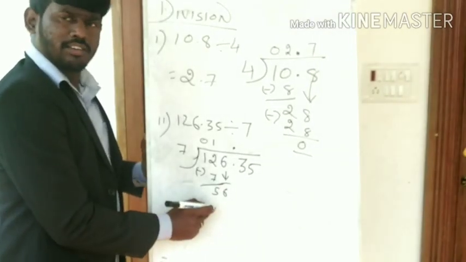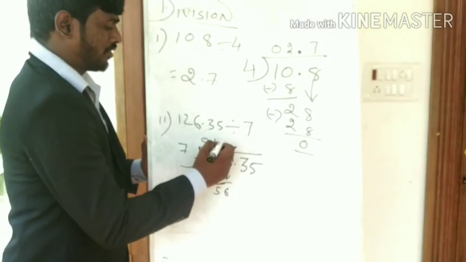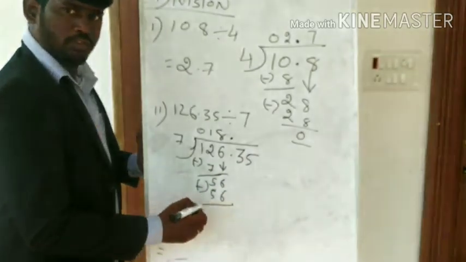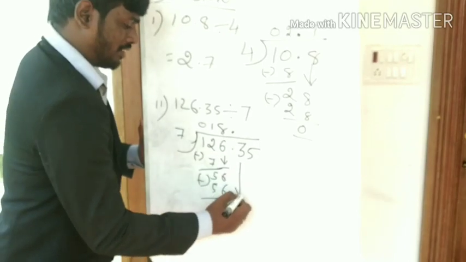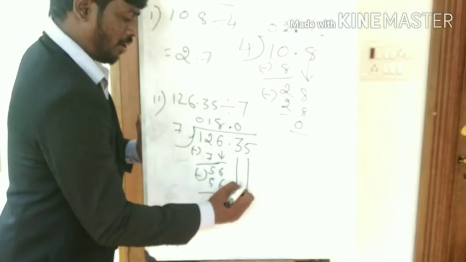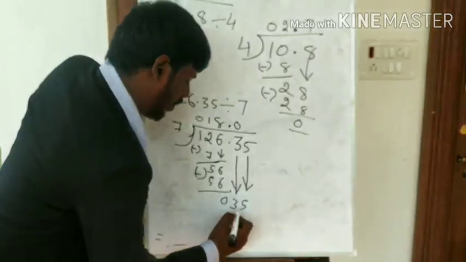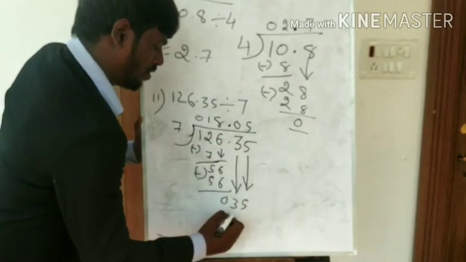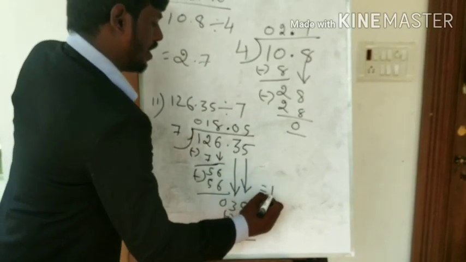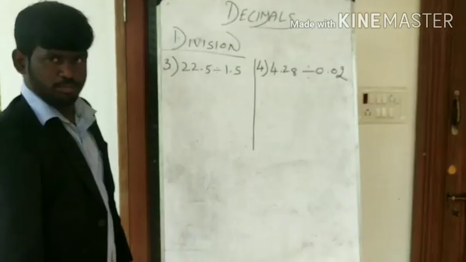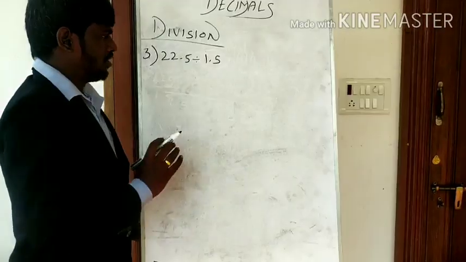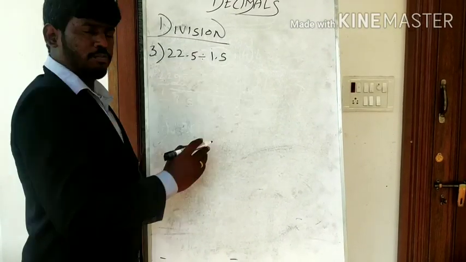7 table 56. 7 7s are 49. 7 8s are 56. 8. 56 minus 56, 0. Now get this number 3. 7 table 3 will go? It won't. So put 3 straight 0. Now get the next number 5. 7 table 35, 5 times 35, minus 35, 0. Now the answer will be 18.05. Clear?